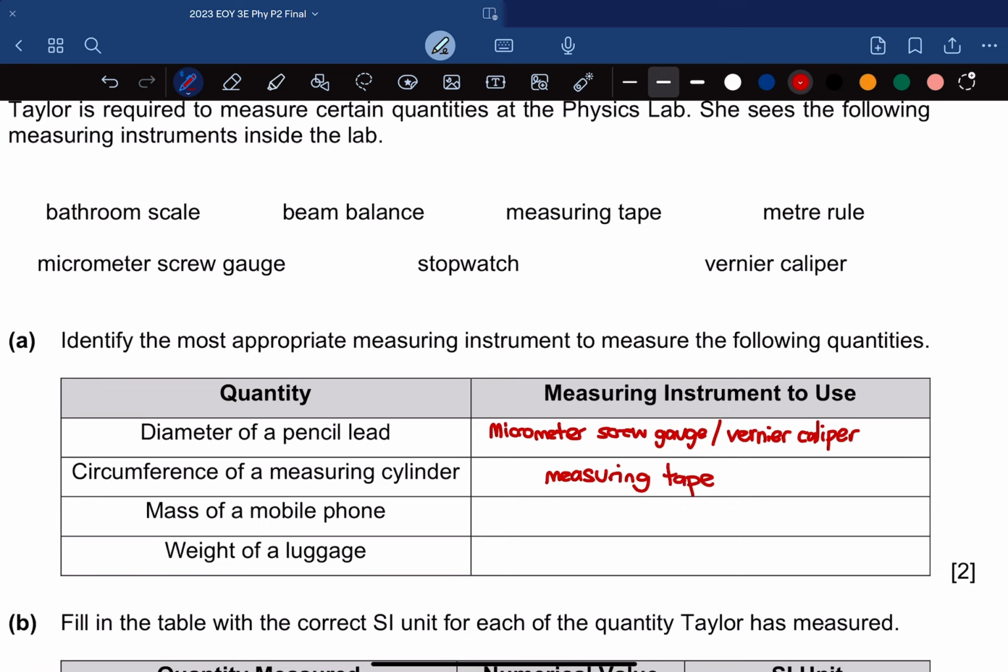Okay. Next part, mass of a mobile phone. So if you remember, to measure mass, we cannot use a bathroom scale. We have to use a beam balance, which is the only one of the equipments stated here that allows us to measure mass. So for mass of a mobile phone, we use a beam balance. And for the weight of a luggage, we can just use a simple bathroom scale. So this is the answer for question 1A.